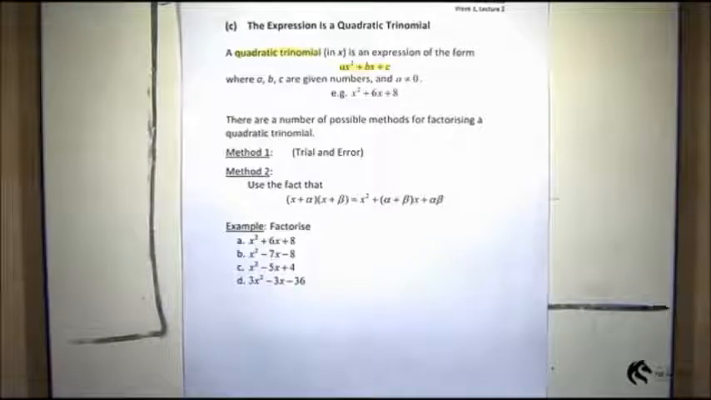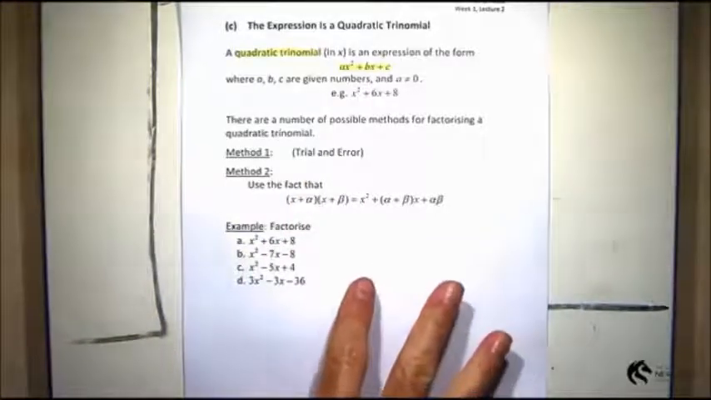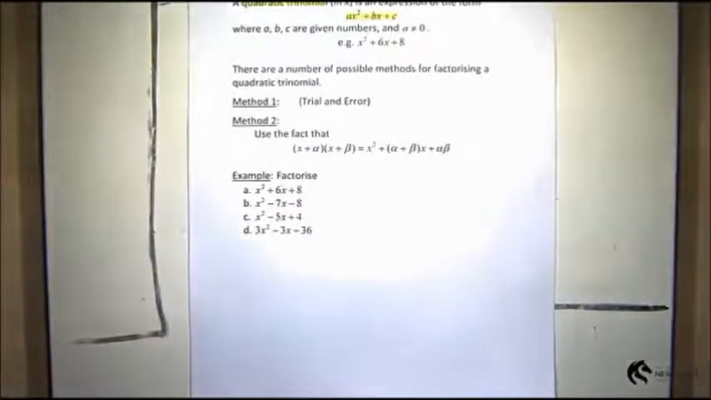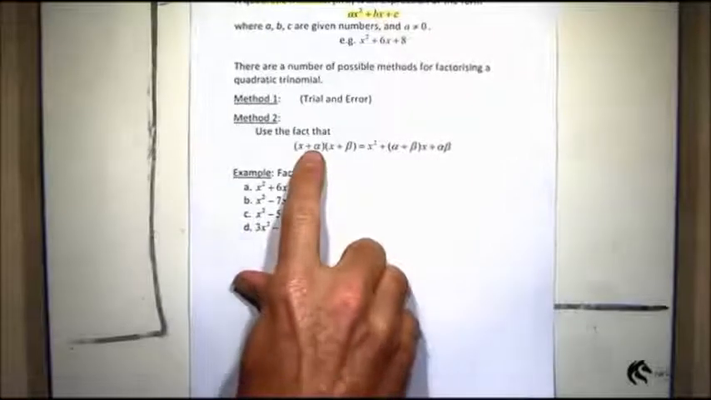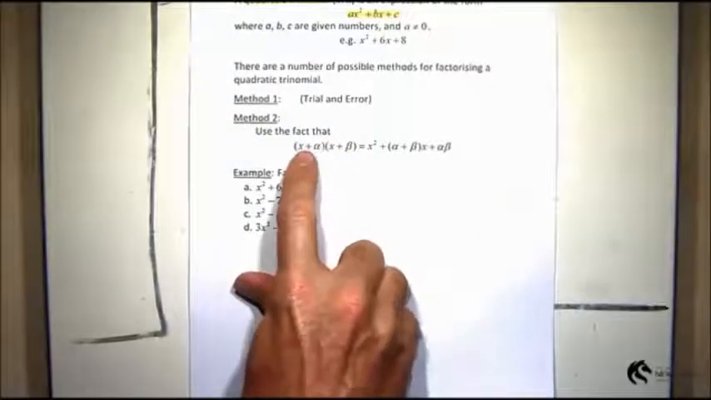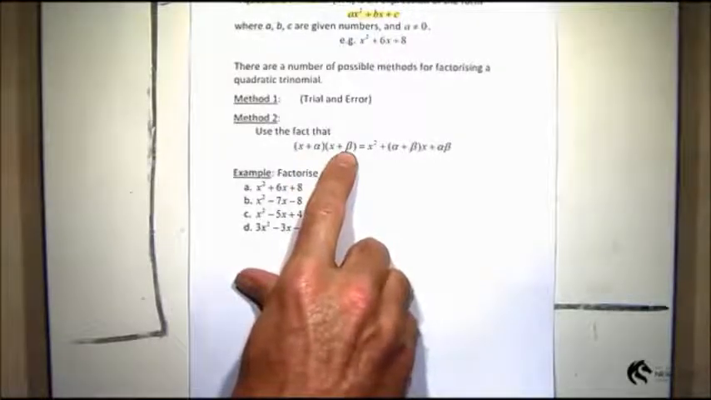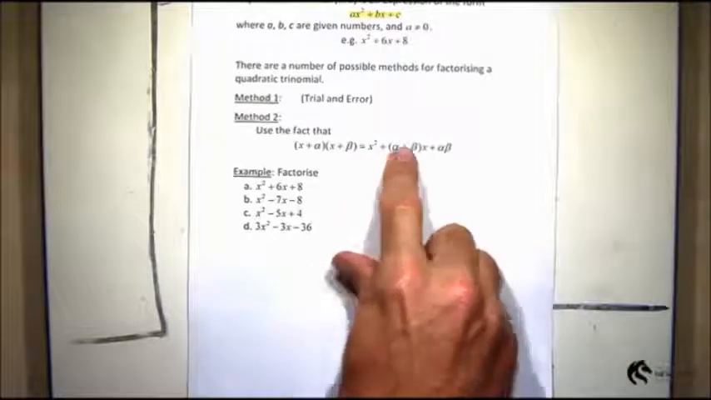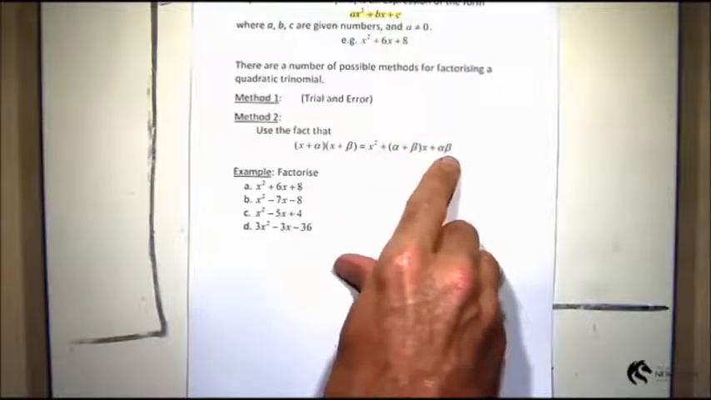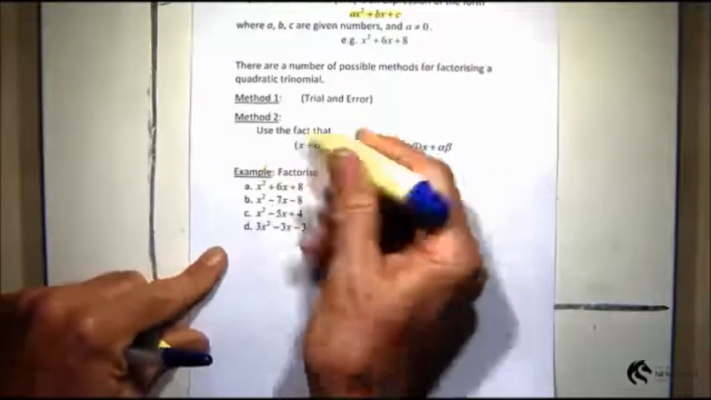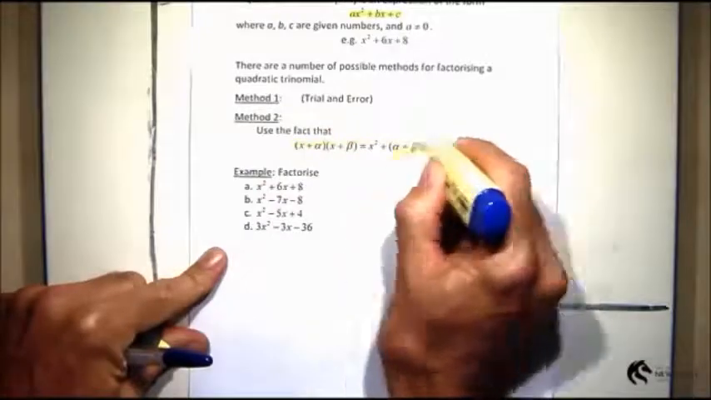And I said there's a number of methods. The first method is just to try and guess. But we'll just skip over that and try and be a little bit more systematic. So we'll go to method 2. What we're going to do is say, look, if I multiply out the brackets in x plus alpha times x plus beta, and collect the like terms, you get x squared plus alpha plus beta x plus alpha times beta. That's just using our expanding the brackets. So we want to keep that in mind because that's pretty important.